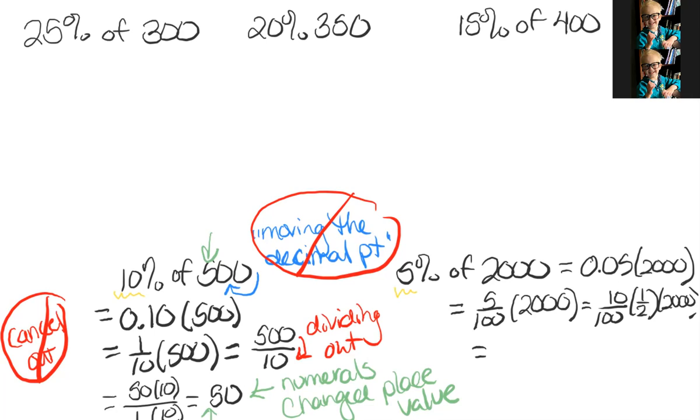And so now we just take 10% of 2,000, or 1/10 of 2,000, and then we take half of it, right? This is the commutative property, just moving the factors around. So 1/10 of 2,000, right?